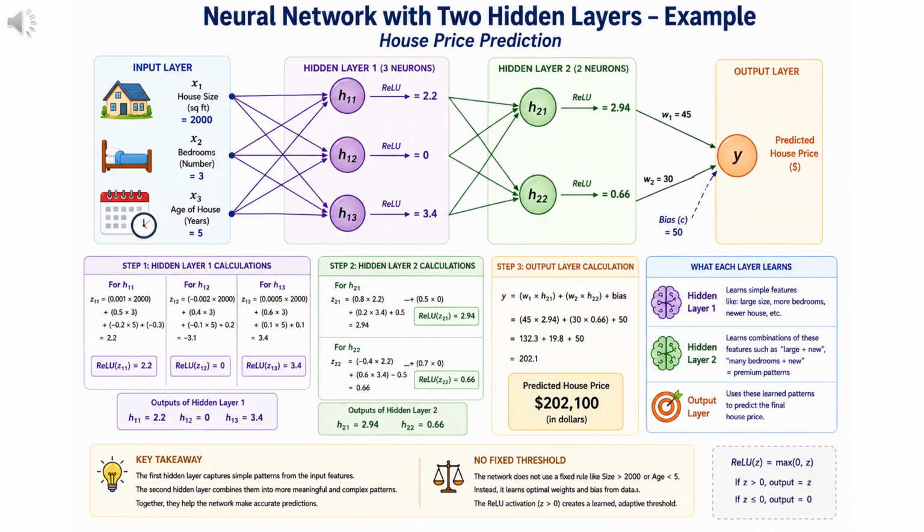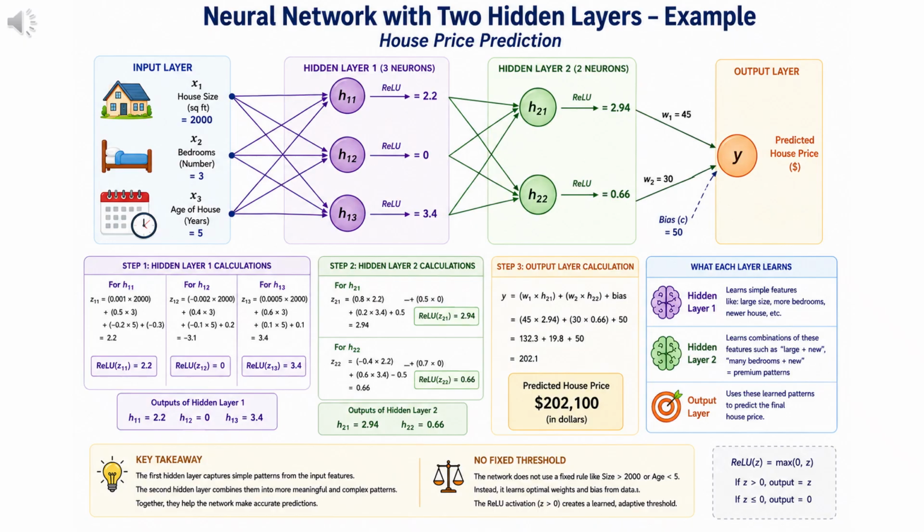Suppose we want to predict the price of a house using three input features. House size equals 2,000 square feet, number of bedrooms equals 3, age of the house equals 5 years. These three input values are fed into the neural network and connected to every neuron in the first hidden layer. Each neuron calculates a weighted sum by multiplying every input with its corresponding weight, adding a bias, and then applying the ReLU activation function. Let's look at the results.